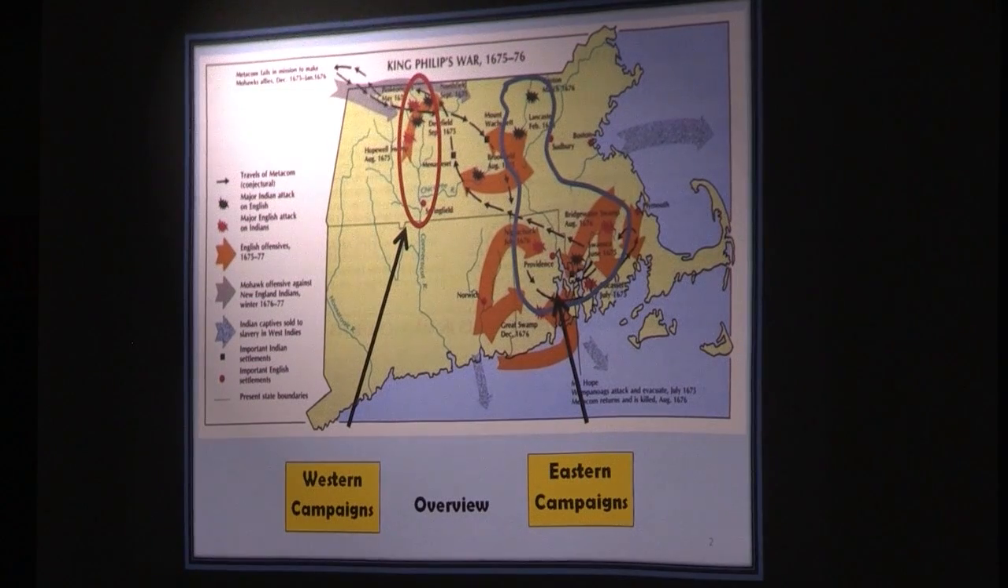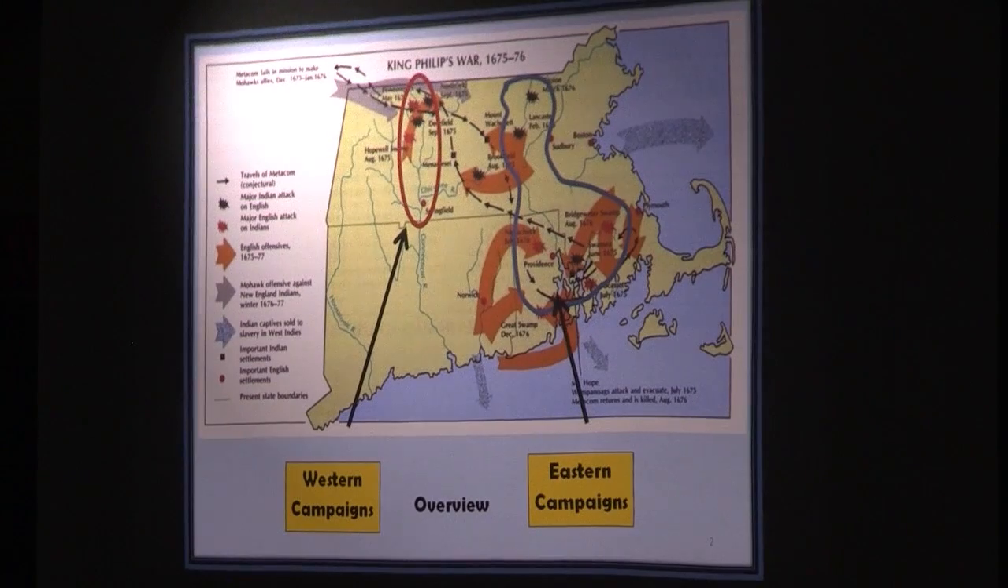And then there's a winter hiatus in which Philip and some of the Pocumtuck and Narragansetts go into New York to try and recruit troops here, and the Mohawk break them up. And then once it's finally over here in the valley, they kind of scoop back towards the east, and that's where it comes to a conclusion.